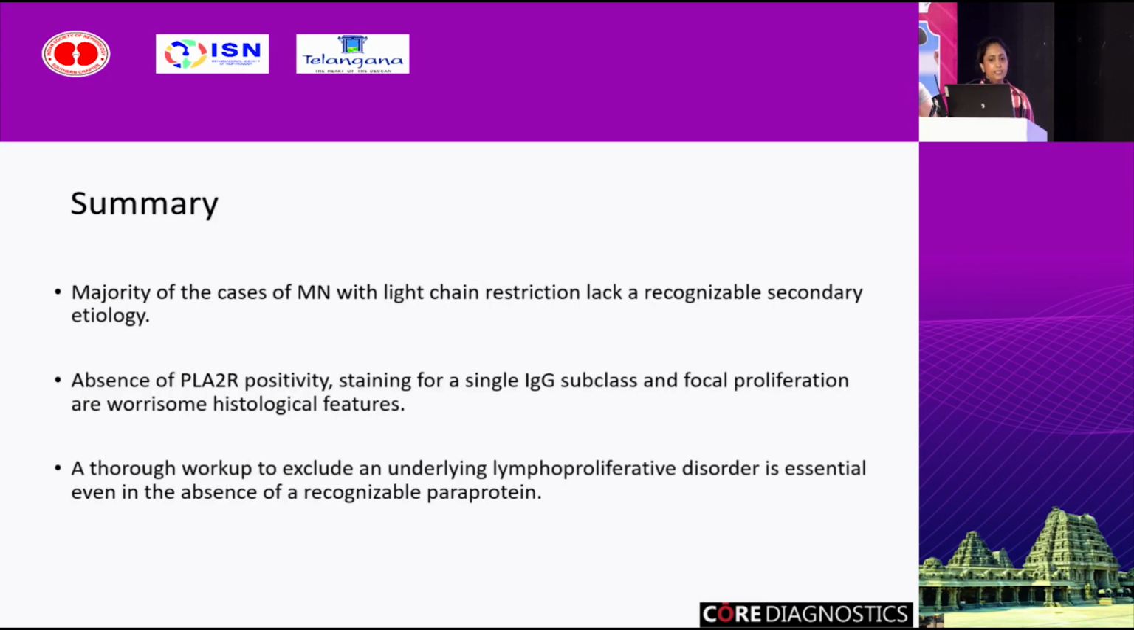Now, to summarize, the majority of the cases of membranous nephropathy with light chain restriction lack a recognizable secondary etiology. However, absence of PLA2R positivity, staining for a single IgG subclass, and focal proliferation are worrisome histological features, and a thorough workup to exclude an underlying lymphoproliferative disorder is essential even in the absence of recognizable paraproteins on biochemistry evaluation. Now, this case series has one case which developed CLL 2 years later, so a follow-up is also necessary.